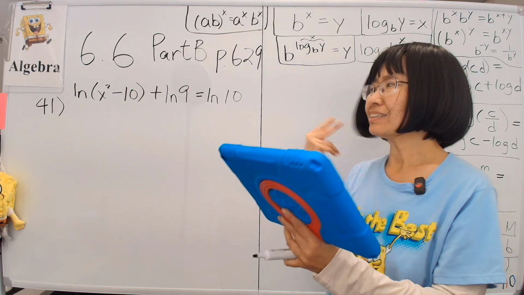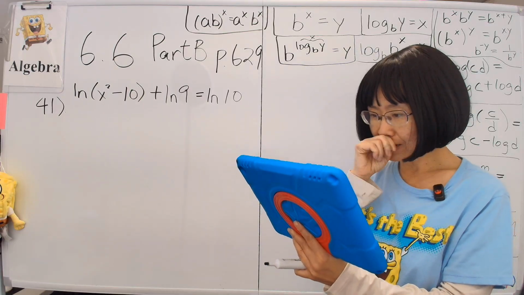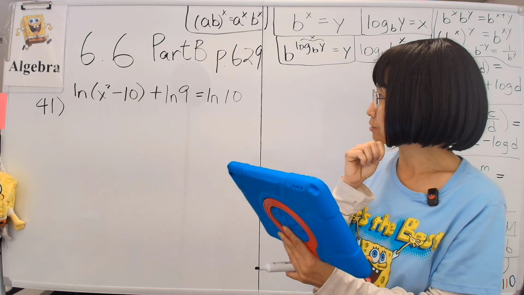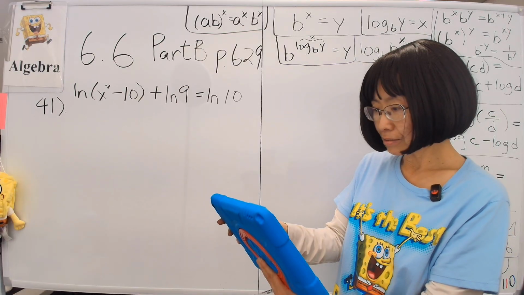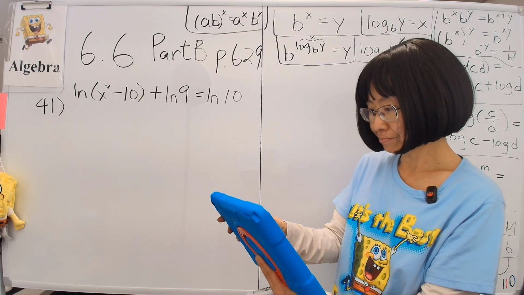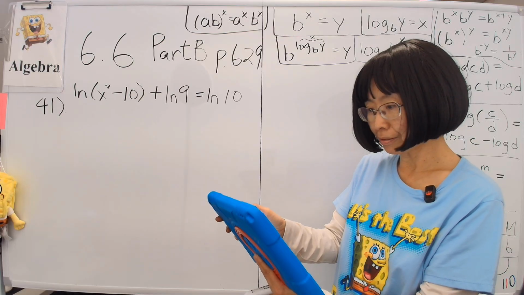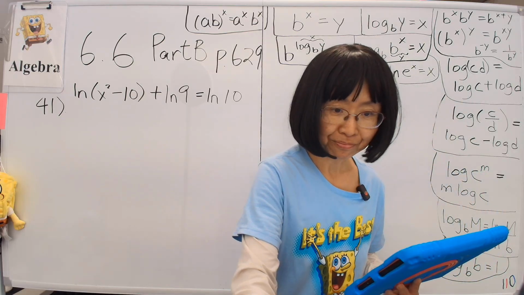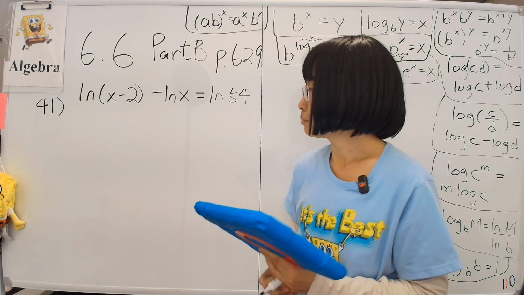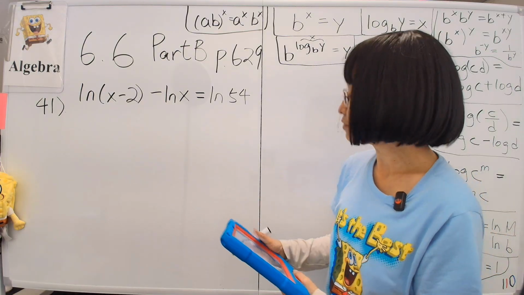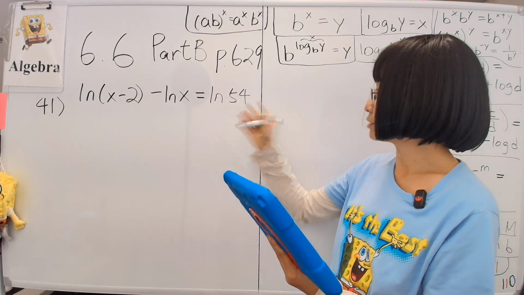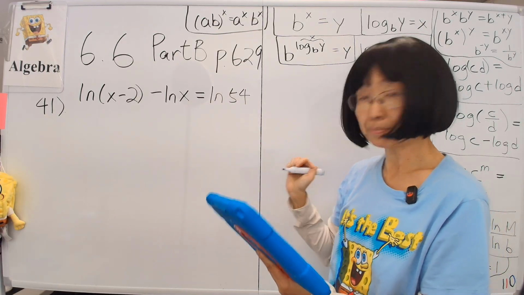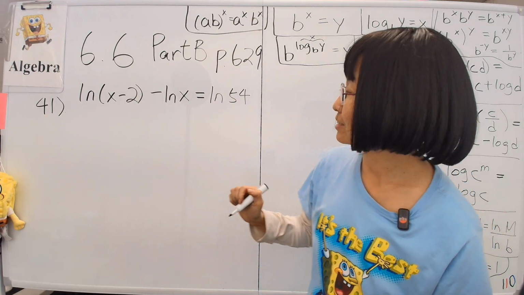So, problem 41, we have this thing right here, which is what? Natural log x minus, what? I think I copied down the wrong problem. Give me a moment here. Okay, problem 41: natural log of x minus 2 minus natural log of x equal to natural log of 54. That looks about right. And so let's do that.